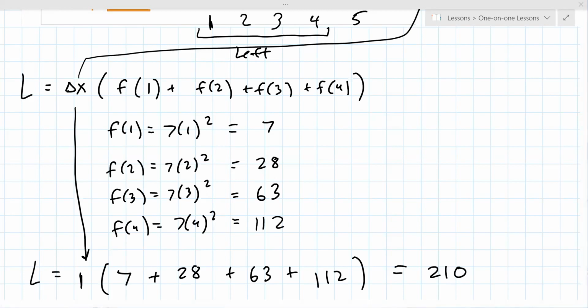Wait 1 second. Okay, that's so weird because I did that. I'm trying to find where I did it, and that's why I got 203. I must have just multiplied wrong or something.